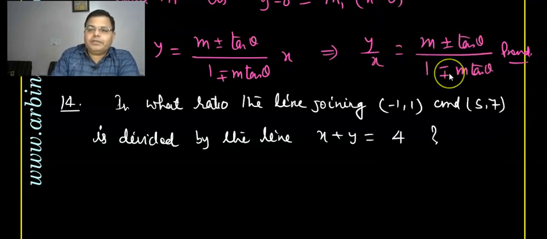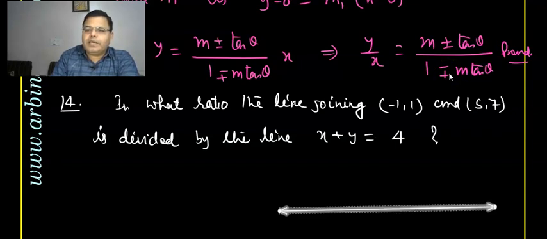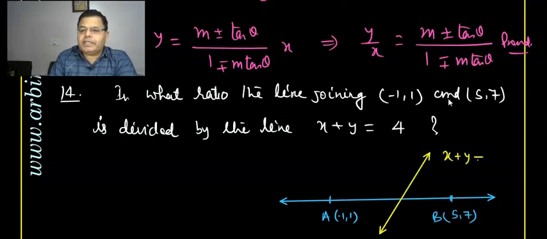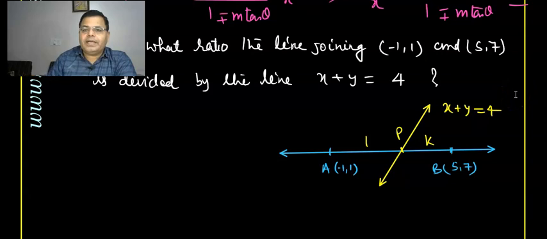So we can have a line through this, and it passes through two points: one is A, (minus 1, 1), and another point is B, (5, 7). Now this third line, x plus y is equal to 4, divides this line at this point P, and suppose the ratio is 1 is to k. So the coordinates of P can be obtained.